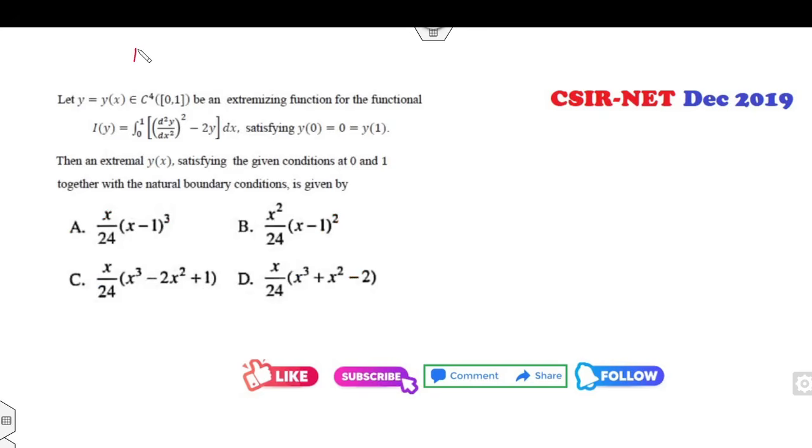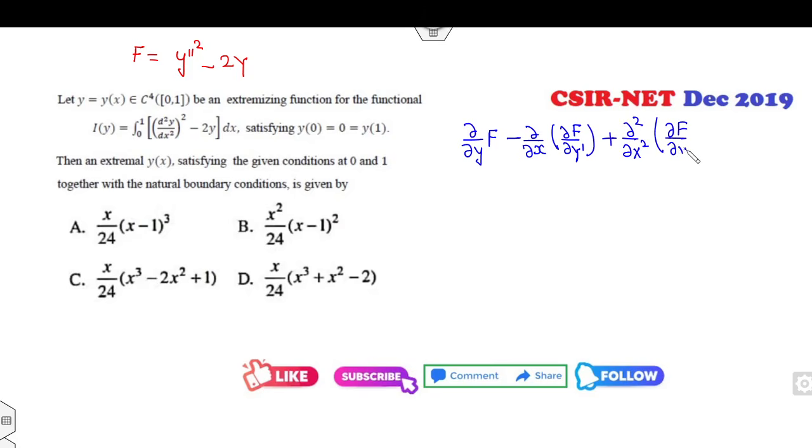Okay, look at this one. The value of f is given to you: y double dash square minus 2y. Since it's a double dash, it's f minus del f upon del y dash plus del square upon del x square into del f upon del y double dash is 0. Initial conditions are given to you. We will see which one is not satisfied. Y of 0 and y of 1, 0 and 1, all are satisfied.